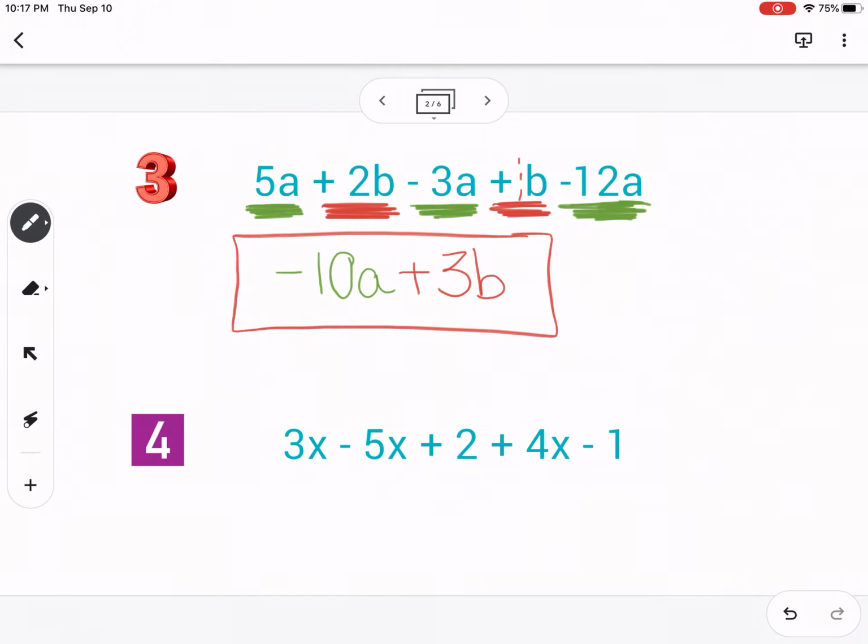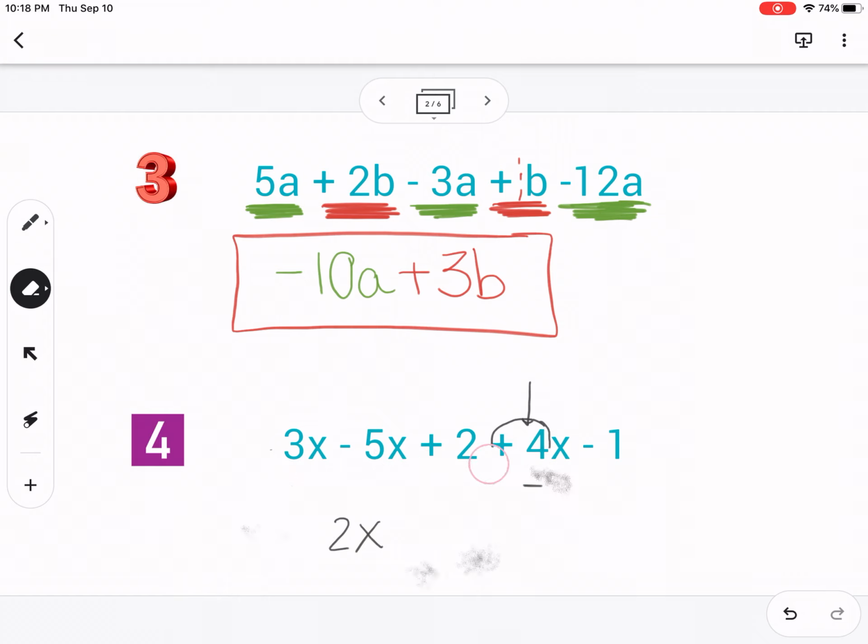Example number 4, pause the video, go try it for yourself. All right, so I'm going to look at my variables first and see if I have any like variables. I do, I've got all these x's. I'm going to add them together. So look at the coefficients out in front. 3, well, watch out here, this is a minus 5. So we've got a 3, a minus 5, and a positive 4. Add those numbers together, either in your head or on your calculator, and you get 2. So 2x. X was our variable that we were combining.